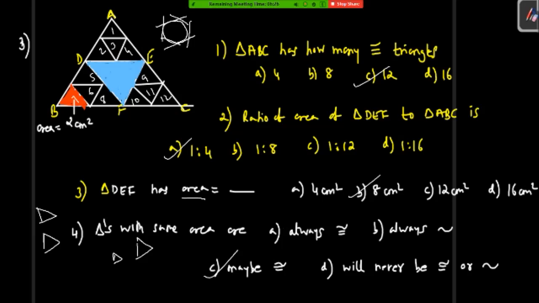So that was one of the properties that you did in class 9. Two triangles which have equal area may be congruent, but two triangles which are congruent will definitely have the same area. That is, the opposite is not necessarily true. So we go to the next one. Okay, so you can watch this.